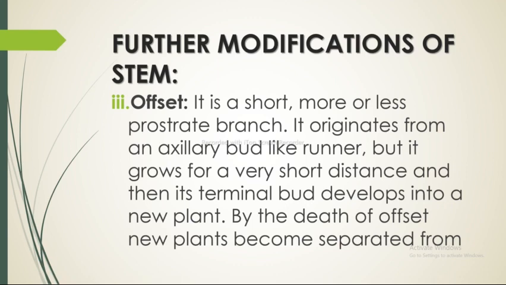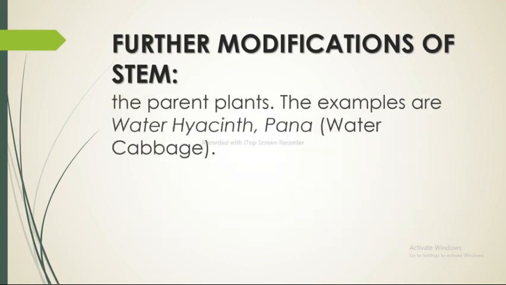So the next type is the offset. It is a short, more or less prostrate branch. It originates from an axillary bud like a runner, but it grows for a very short distance and then its terminal bud develops into a new plant. By the death of the offset, the new plants become separated from the parent plants. The examples are water hyacinth and Pistia, which is also known as water cabbage.